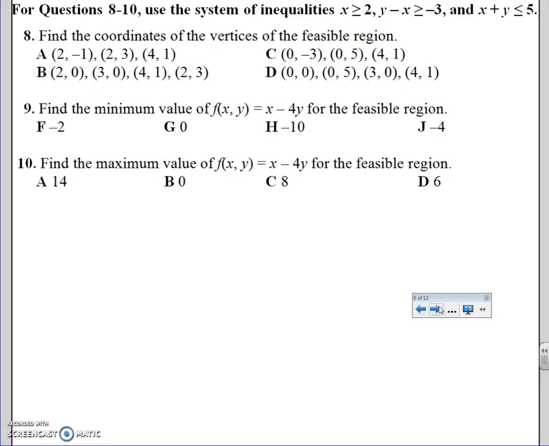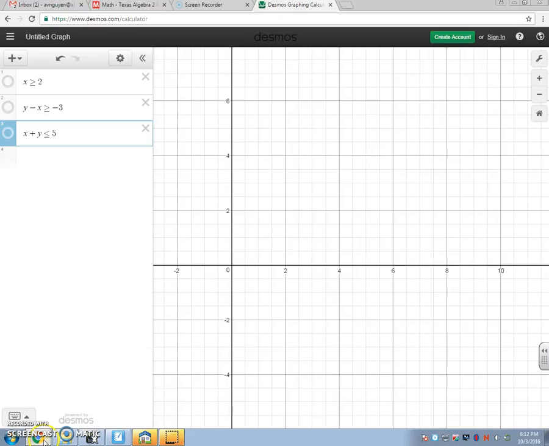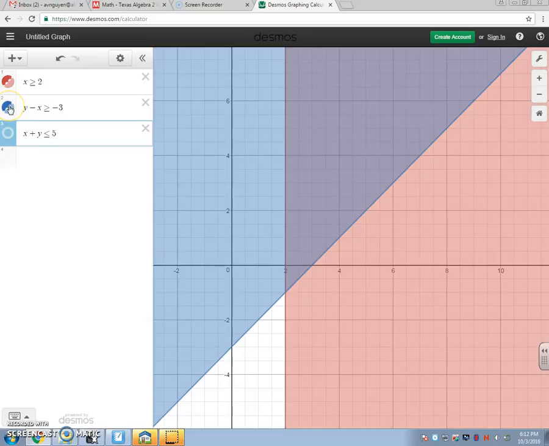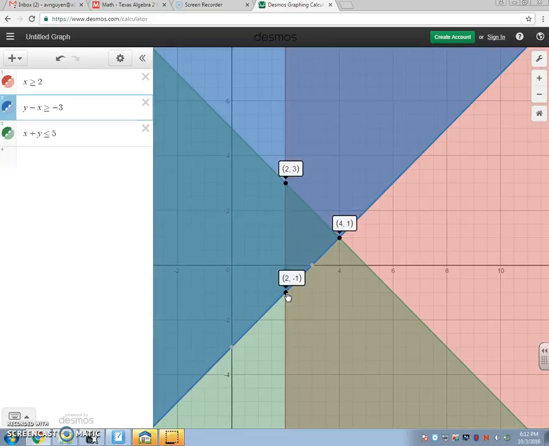Alright, inequalities. Now this, again, I'll give you the graph. I'm going to use Desmos. So in Desmos, here's the first line equation, second one, and third. As you can see, there's a little triangle in the middle. I'm going to click it. So it's 2, 3, 4, negative 1, and 2, negative 1. There's only 3 points.